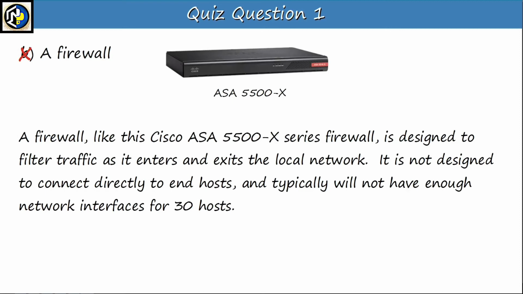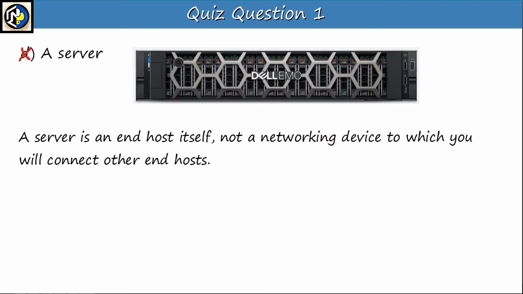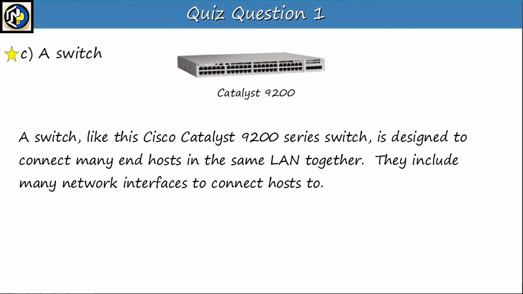A firewall, like the Cisco ASA 5500X series firewall, is designed to filter traffic as it enters and exits the local network. It is not designed to connect directly to end hosts, and typically will not have enough network interfaces for 30 hosts. So B, a firewall, is incorrect. A server is an end host itself, not a networking device to which you will connect other end hosts. So D, a server, is incorrect.